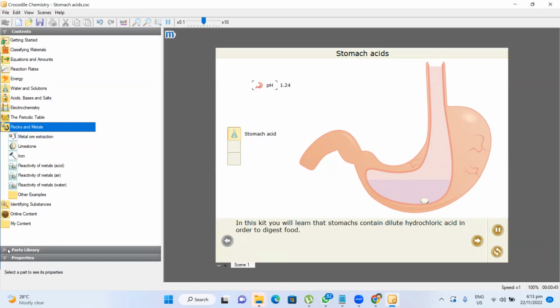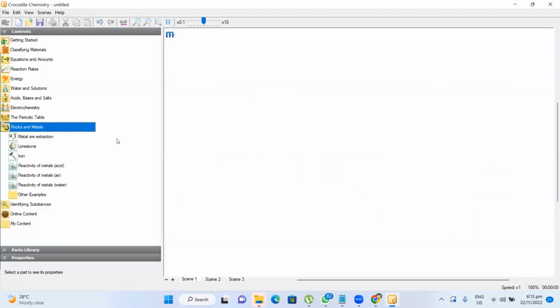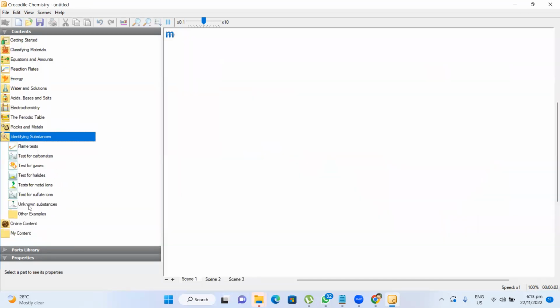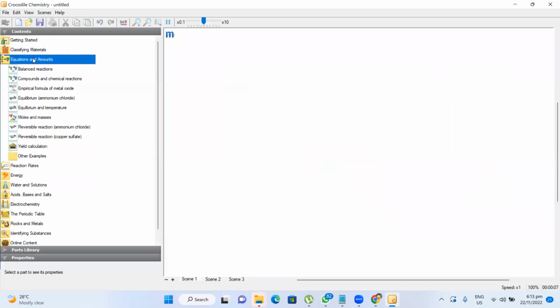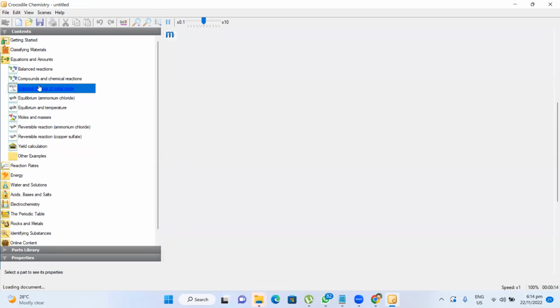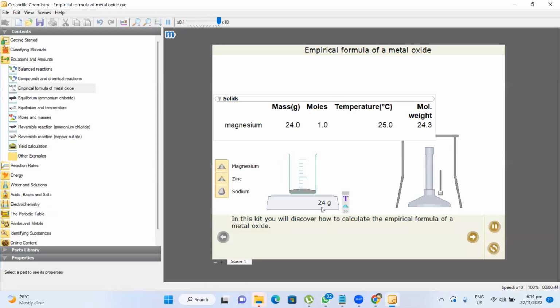Let me take from the part library. I'm going to take a new one. This is my virtual laboratory, and I'm going to do a very small test with this. So let's do a small practical so that everyone can understand, even a grade 6-7 student. Here we have magnesium. We are using a scale and measuring the mass.